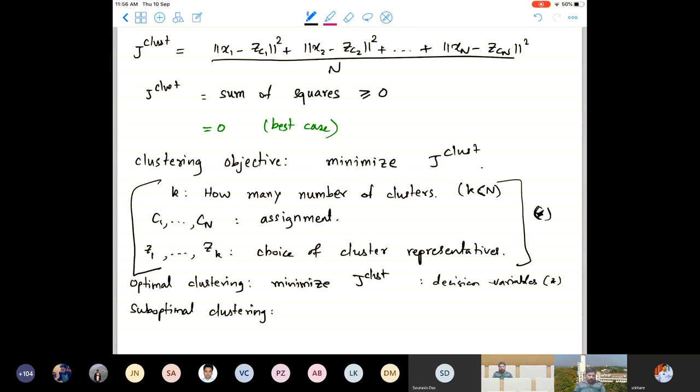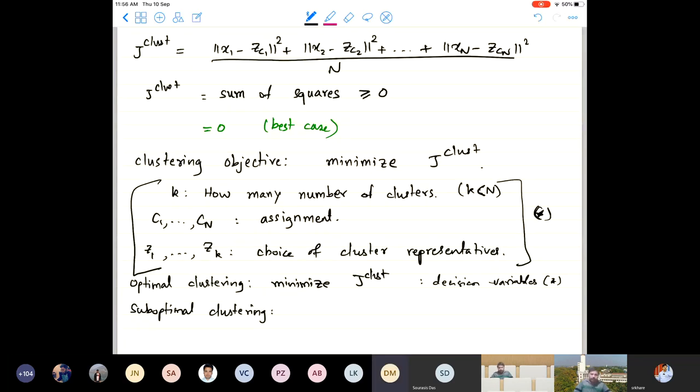And in this framework, now we want to understand how to make the choice of these three different decision variables. How many clusters? What is the optimal cluster assignment? And what is the optimal choice of cluster representative? These are the three things that we want to study. That is something that we will do in tomorrow's class. So for today's class, this is what I want.